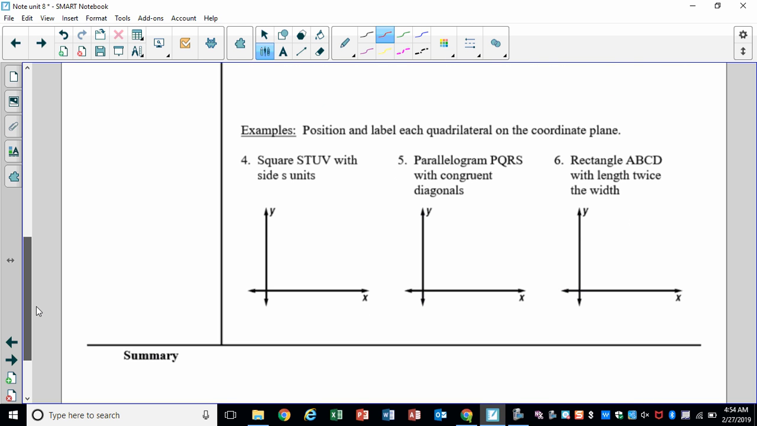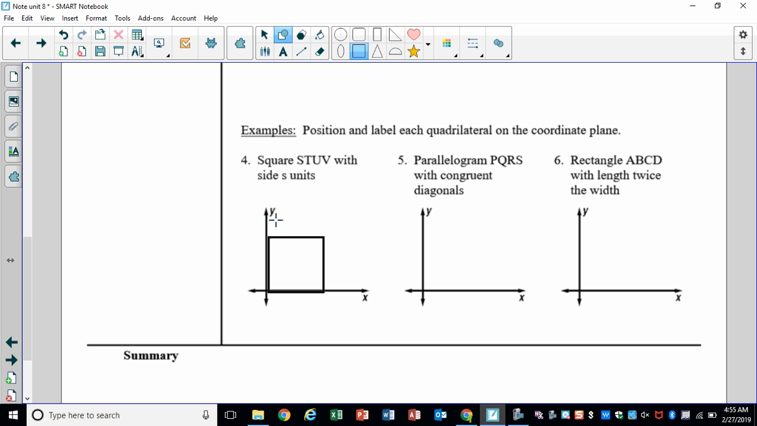All right, the other type is position and label each quadrilateral on the grid below, right? Square STUV with side length s. So how would you draw that? It's a square, right? It's just easy, I can even pull up my picture and then just, this is a square, right? And then we'll do STUV. So you can label it any way you want. You can do S, T, U, and V. All right, that's going to be a square.